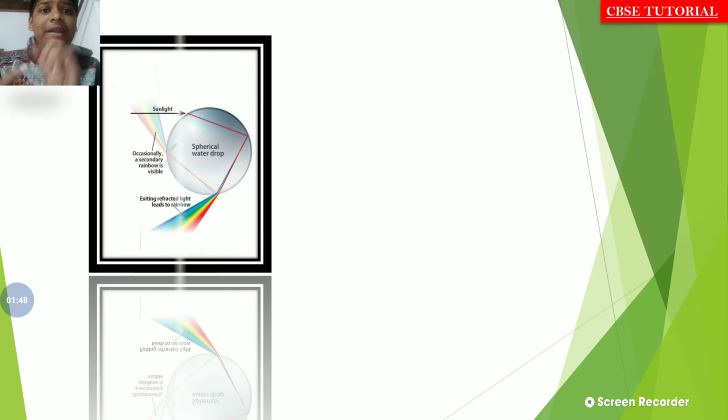Next you can see these pictures. These pictures show the formation of a rainbow, and a rainbow forms by three main processes. First, dispersion. Second, total internal reflection, which we are discussing here. And third, refraction. So we are mainly focusing on the second picture, which we are going to discuss in this slide only, the second process of rainbow formation, that is total internal reflection.